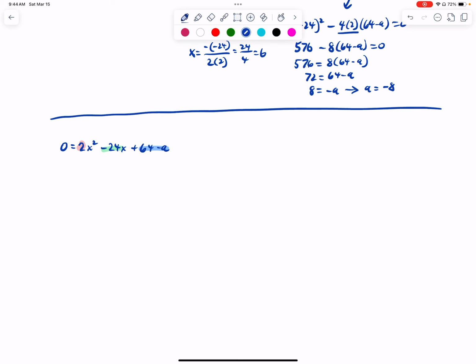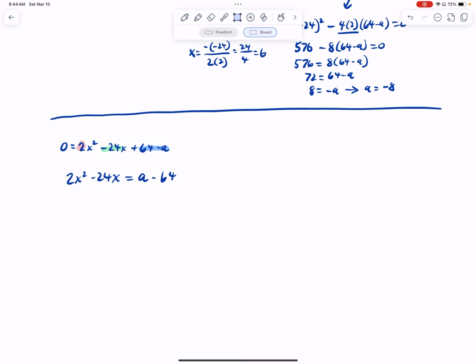So I'm going to separate those things. I'm going to keep the 2x squared minus 24x on one side, and now whenever I go to subtract this stuff to the other side, the 64 is going to be negative, but the a is going to be positive when I add the a over to the other side. So a minus 64. And yeah, I switched the sides because that's just what I do.